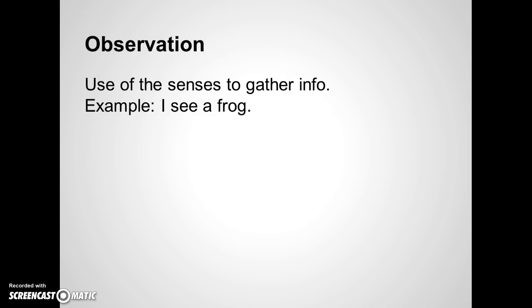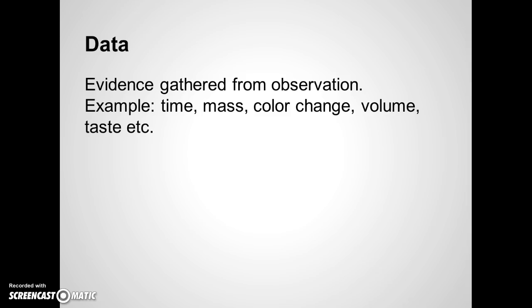So I see a frog. The frog is green. The frog is living in a pond. The frog is eating a fly. You know, these are all observations. Data. Scientists will always collect as much data as possible. Some of the data is going to come in the form of numbers, and some of it will come in the form of observations, as far as like colors and things like that.